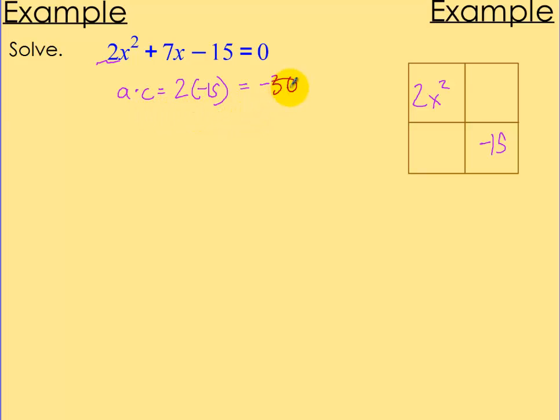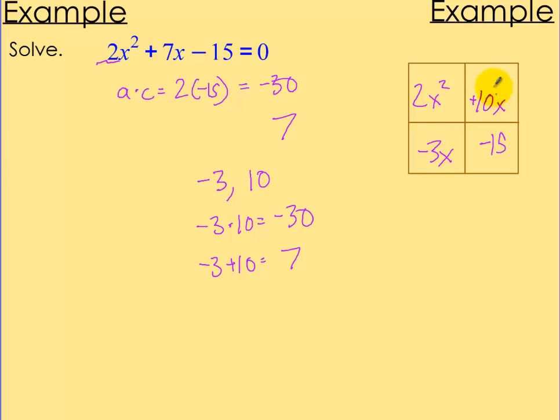And then they're going to have to multiply to negative 30, and they're going to have to add to 7. What are two numbers that do that? In this case, it's going to be negative 3 and positive 10. Because, let's see, negative 3 times 10 equals negative 30, and negative 3 plus 10 equals positive 7. So my factors are negative 3x and positive 10x.